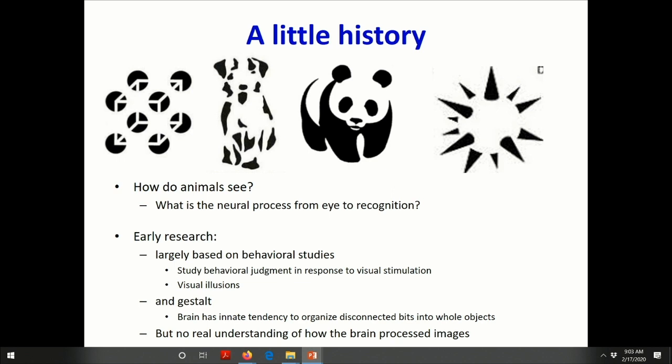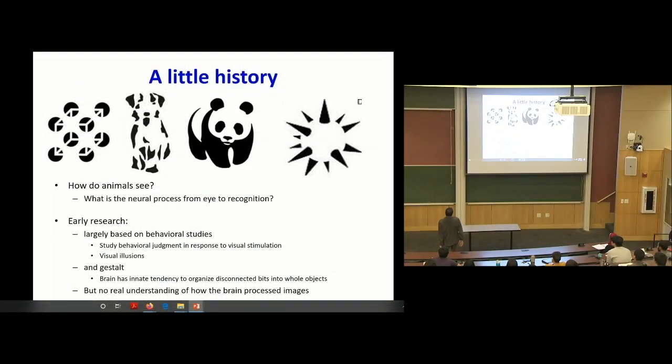You see the figure at the top left? What do you see? Anyone? A cube. A cube? How many of you see a cube? There is no cube, right? It's just a bunch of circles. How many of you see the dog? There is no dog. So this is this business of gestalt.